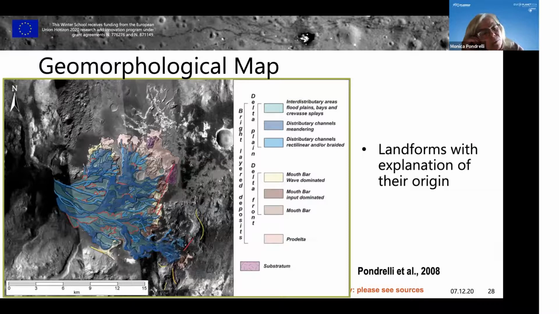Then we have geomorphological maps. Geomorphological maps are extremely interpretative maps. This is again Eberswalde, an extremely interpretative map, where we distinguished delta plane deposits, delta front, pro-delta deposits, and within the delta plane, for example, distributary channels, this meandering distributary channel, interdistributary areas, crevasse splays. Of course, this is very interpretative. In a geomorphological map, each landform is associated to its interpreted genetic origin.